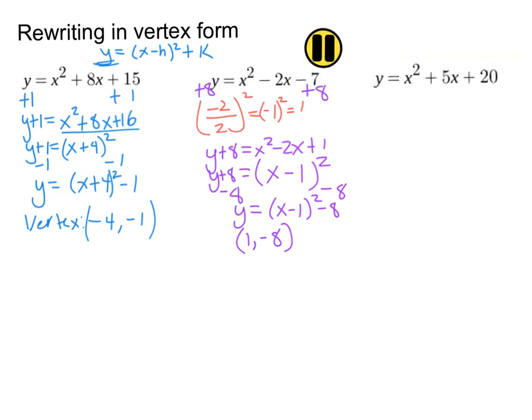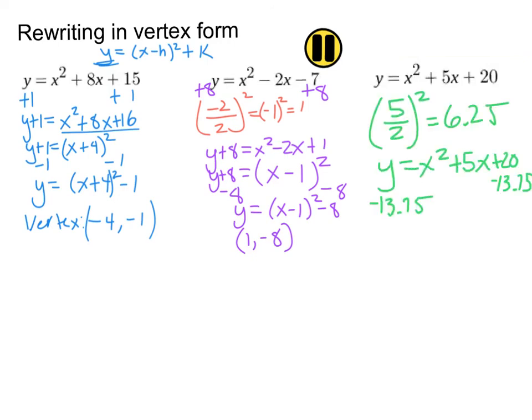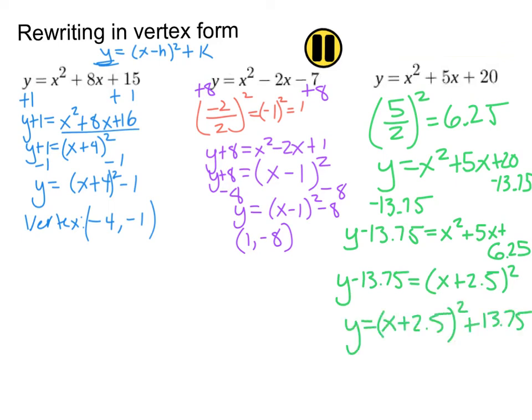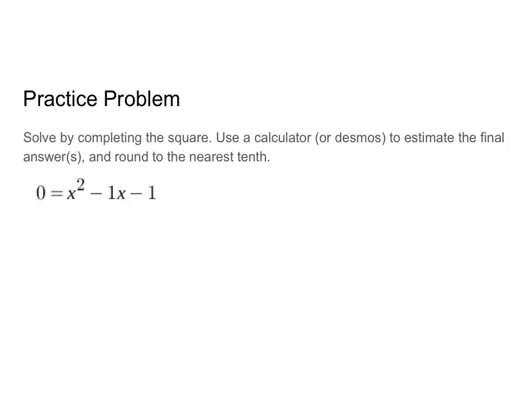All right, let's do one more. So the numbers got pretty messy on that one, but the final vertex was negative 2.5, 13.75. All right, so on this one, I want you to solve by completing the square. This one is not factorable, so don't try and solve by factoring. You're going to need to use a calculator or Desmos to estimate the final answer, and then round your answer to the nearest tenth to put into the Google form.